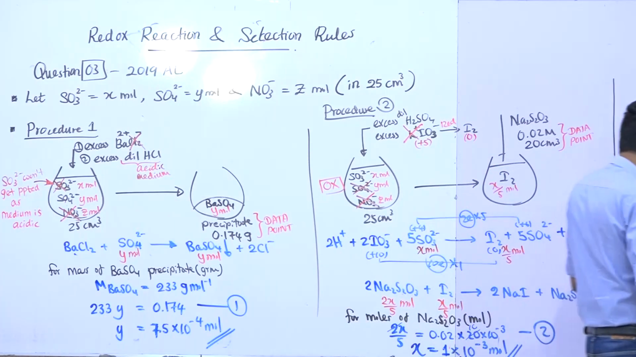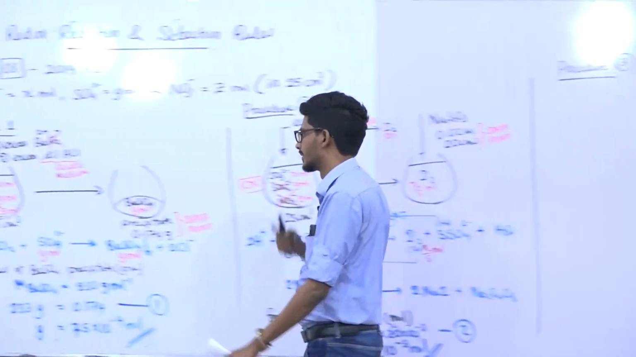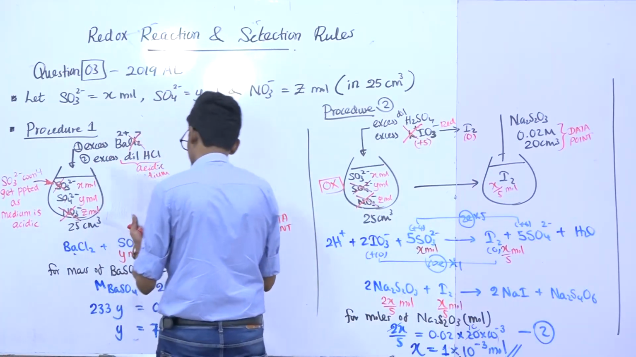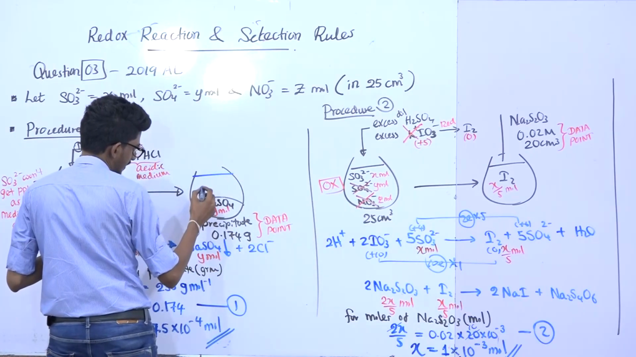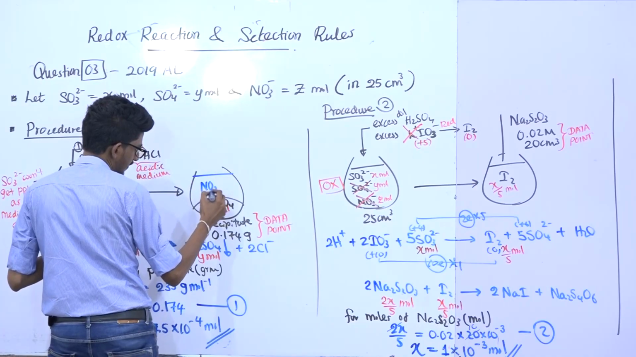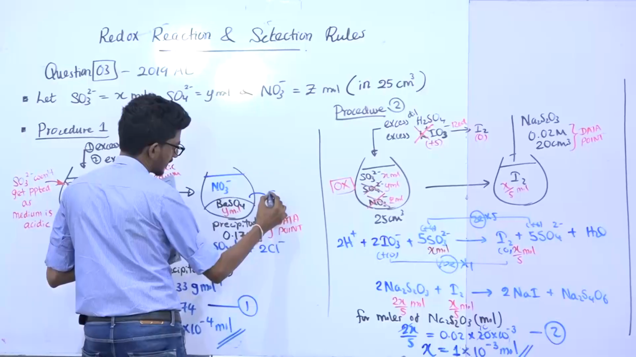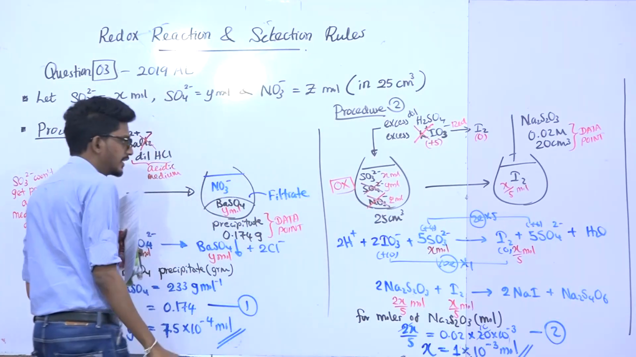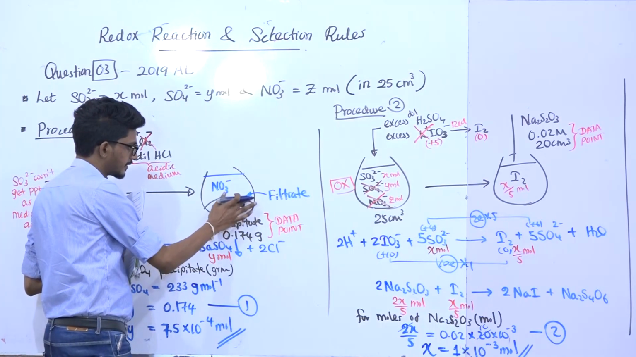See, the filtrate from the procedure 1. The filtrate from the procedure 1 is actually this one. Right? The filtrate. The filtrate contains NO3 minus, right? The filtrate contains NO3 minus. This is the filtrate of the procedure 1. The solution. The filtrate is this thing.